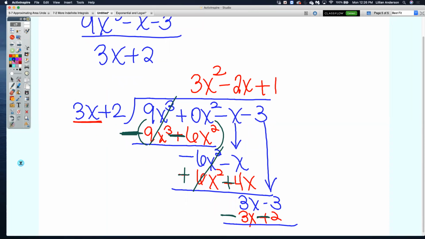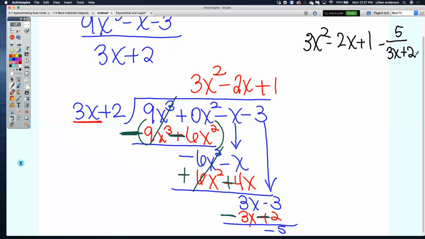It's going to be negative 5. So division-wise, my quotient is 3x squared minus 2x plus 1. I have a remainder of negative 5, so that's going to be minus 5 over my divisor. If this was just regular long division, what would your answer be? That would be it in the black.